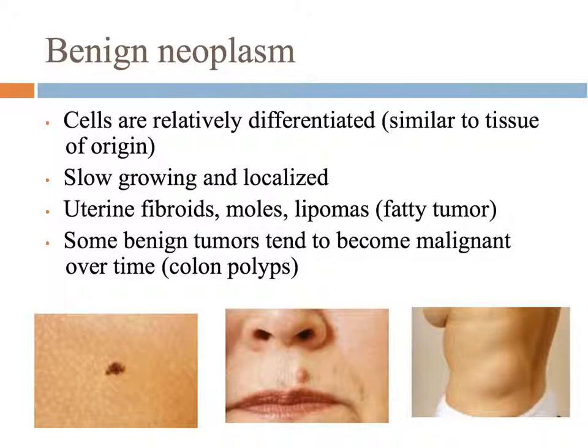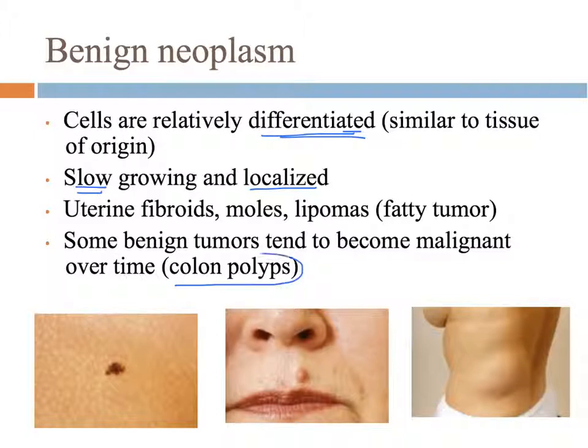So some of the characteristics of a benign neoplasm is that the cells are relatively differentiated. They're pretty close to the cells that they came from originally, to the tissue that's surrounding them. Benign neoplasms also tend to be slow growing, not always, but usually, and they are localized. So examples are uterine fibroids, various moles, lipomas, which are fatty tumors. Some benign tumors tend to become malignant over time.